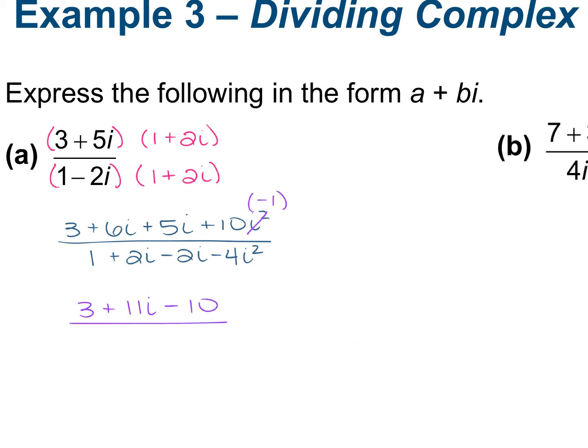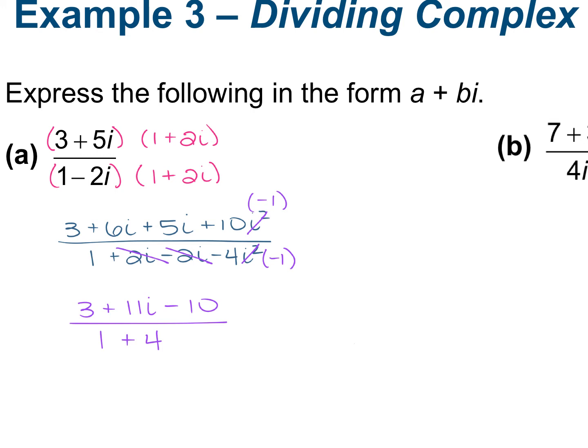On the bottom, you have 1 plus 2i minus 2i. Those are opposites, so they're going to cancel. Then you have that negative 4 times i squared, which is like negative 4 times negative 1. That'll give us a positive 4, so that's just going to be 1 plus 4 in the denominator.